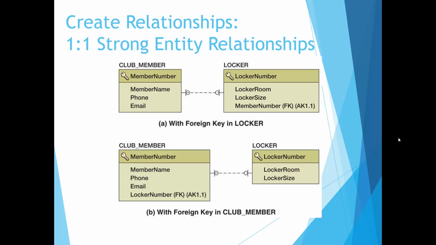This slide shows an example of creating a relationship between two strong entities such as the club member and the locker. This relation can be created in two different ways. Either a member number as a foreign key in the locker table, or the locker number as a foreign key in the club member table. So either one will be correct.